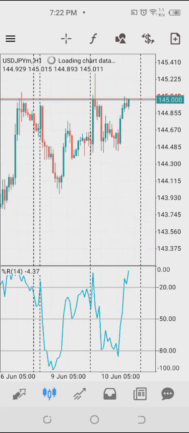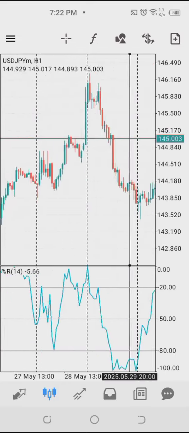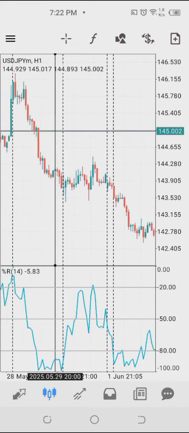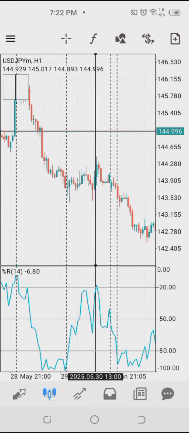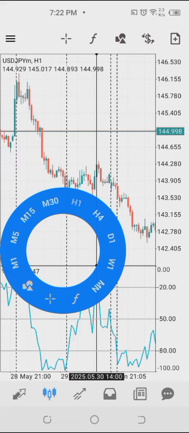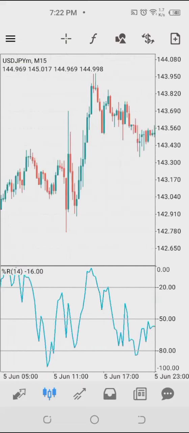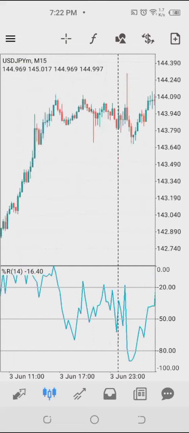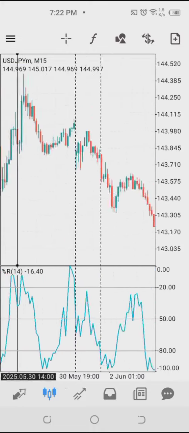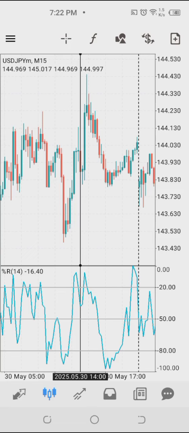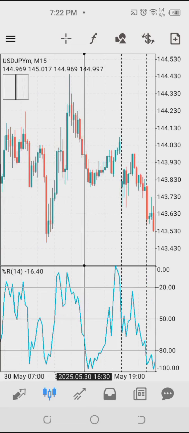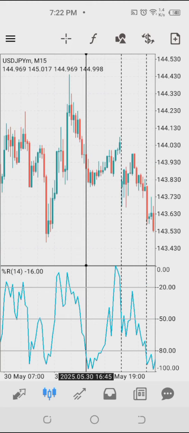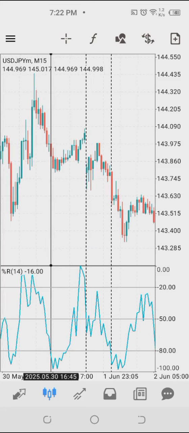After that, I'm going to go straight to my H1 time frame and wait for price to go to the minus 20 level. Okay, now as soon as price gets to the minus 20 level on the H1 time frame, I'm going to go straight to my M15 time frame for my entry. And remember what we say, that you need to wait for the market to get to the minus 80 level before you storm into the market.